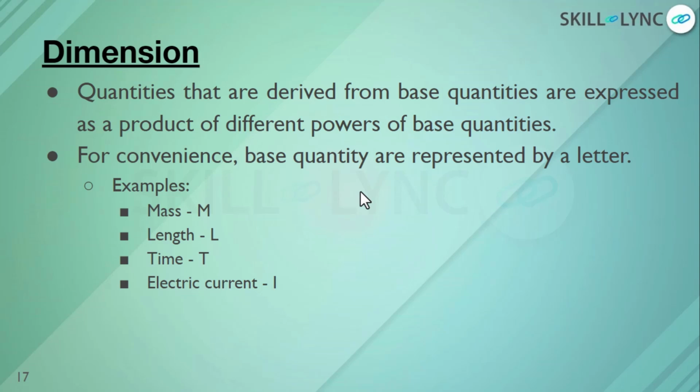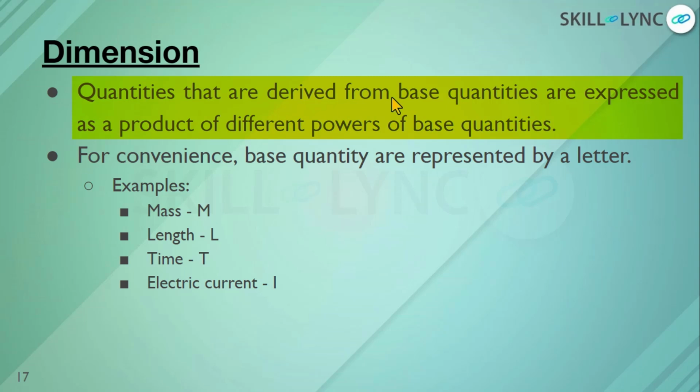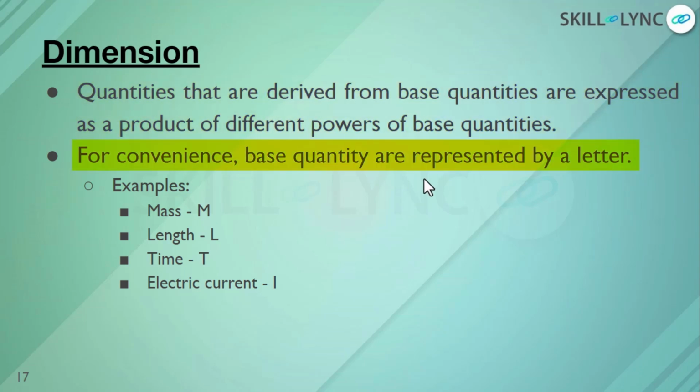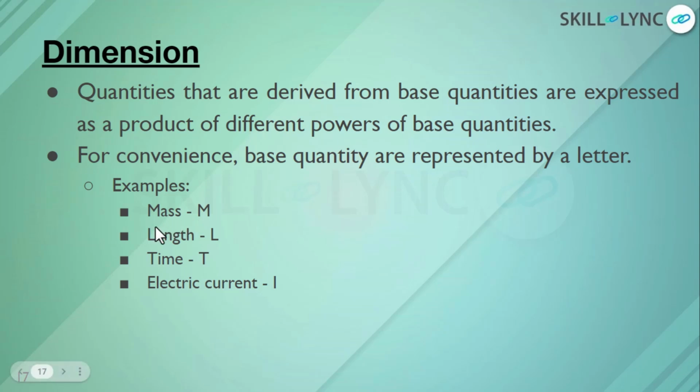Further, we are going to study about dimension. Quantities that are derived from base quantities are expressed as a product of different powers of base quantities. For convenience, each base quantity is represented by a letter. For example, mass is represented by M, length by L, time by T, and electric current by I. Generally, these representations are in capital letters.